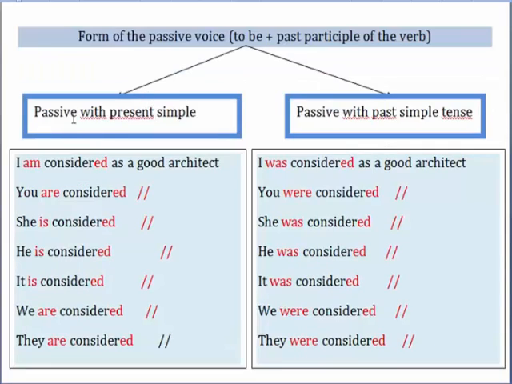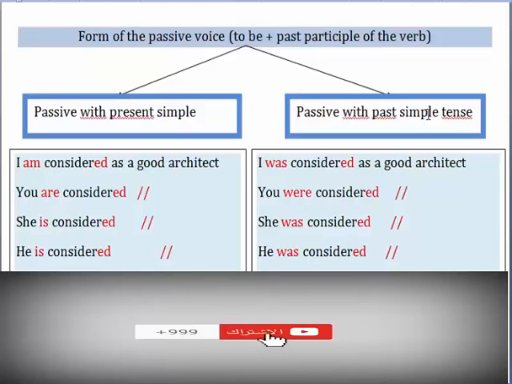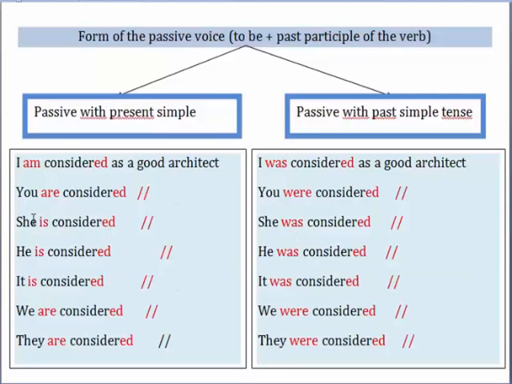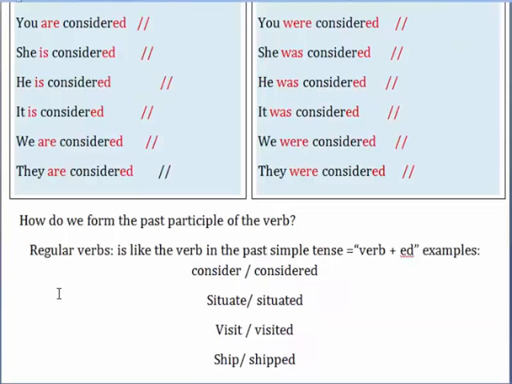Consider these examples. Passive with present simple. I am considered as a good architect. You are considered as a good architect. So here what is written in red is the auxiliary to be. Here it is in the present simple tense. I was considered as a good architect. Look, you were, she was, he was. The past participle will never change, either in the present or in the past. It's the same. Okay? But the auxiliary to be is the one that will change.